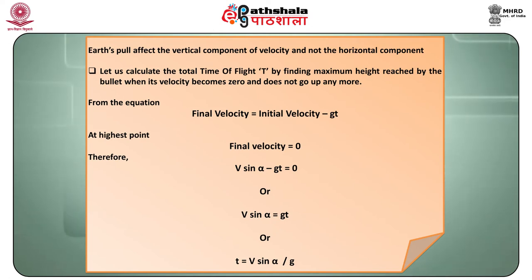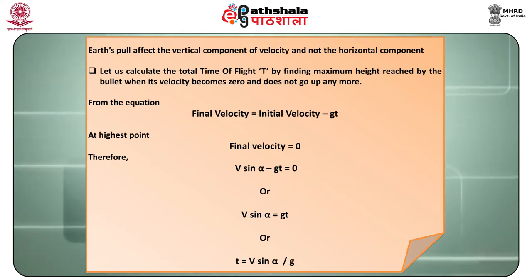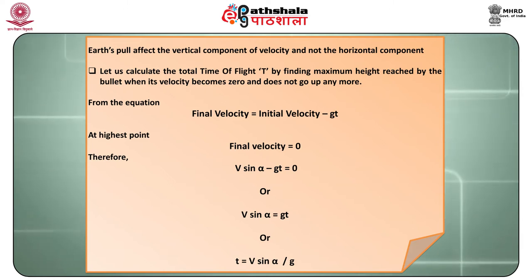Knowing that Earth's pull will affect the vertical component of velocity and not the horizontal component, let us calculate the total time of flight T by finding the maximum height reached by the bullet, when its velocity becomes zero and it does not go up any more. From the equation, final velocity is equal to initial velocity minus g t. At the highest point, final velocity is equal to zero. Therefore, V sin alpha minus g t would be equal to zero, or V sin alpha is equal to g t, or t is equal to V sin alpha divided by g.